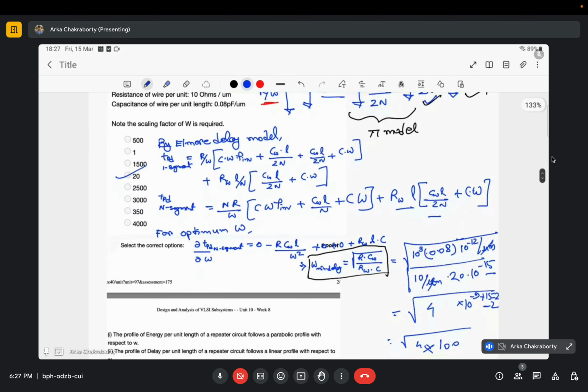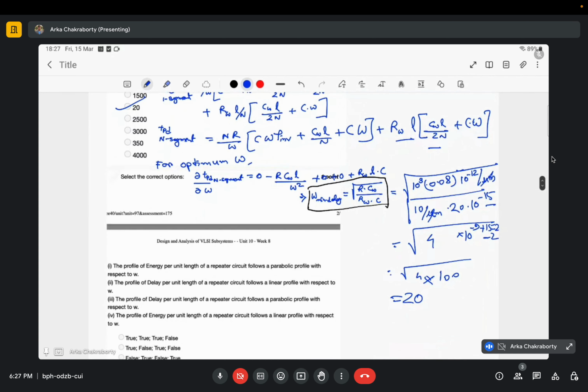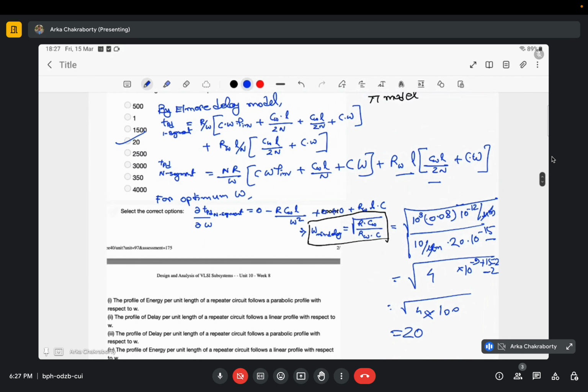So the next question is, and again in the previous one also, if we wanted to find the optimized value of n, instead of taking the partial derivative with respect to W, we could have simply taken it with respect to n, and from there we could have got the expression of n, and found the optimized number of stages, the number of repeaters that are required.